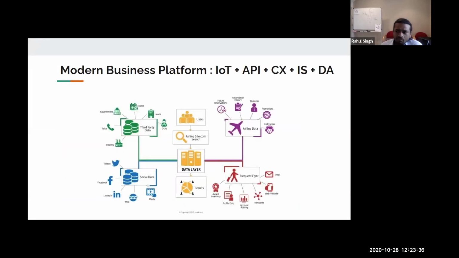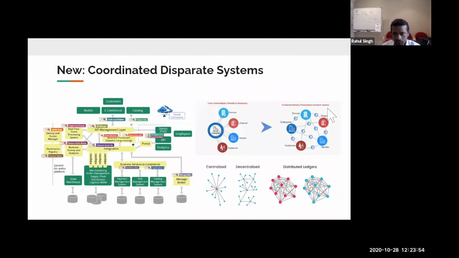The modern business platform is all those different types of platforms: IoT, ecosystems, APIs, customer experience, information systems, data analytics. All those systems talking to each other in real time. And if it's not that way in an organization, that's where they want to go. In general, even some of the package solutions for data platforms are starting to go into event-driven event processing. This is WSO2.